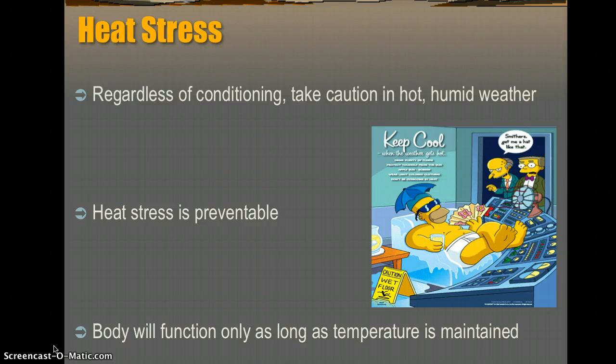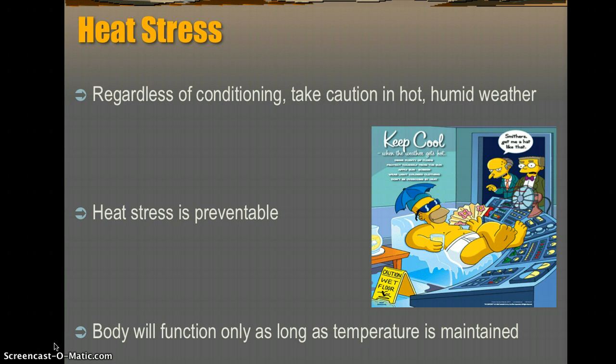And one of the measurements to know is that your core body temperature should be around 99 degrees Fahrenheit. Any fluctuation too far above that or too far below that will give you hyperthermia or hypothermia.